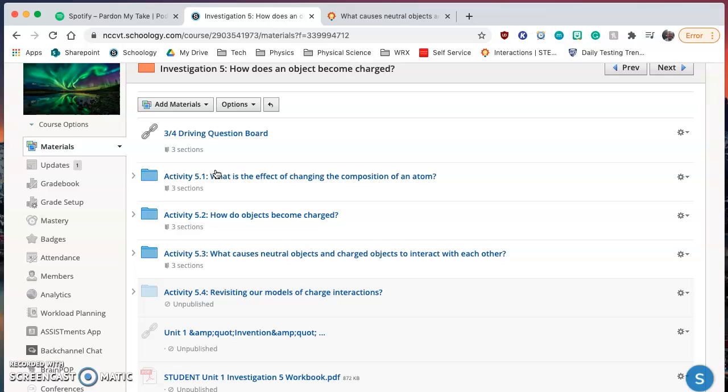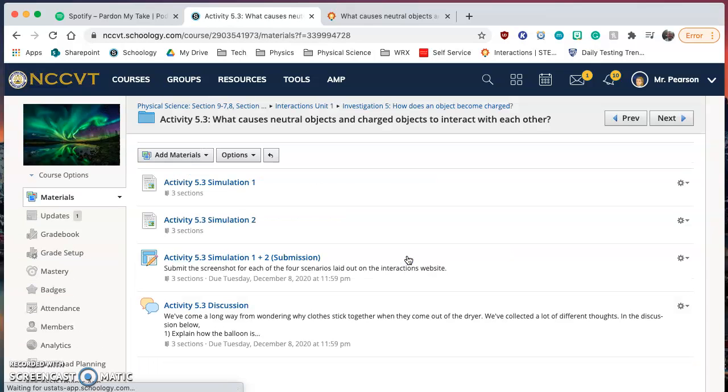Okay, so we'll spend some time next week bringing everything together from Investigations 1 through 5 and getting ready for that. But this week we got to finish up Acts 3 and 4. Today specifically, we're moving on to Act 5.3. Our big question: what causes neutral objects and charged objects to interact with each other?